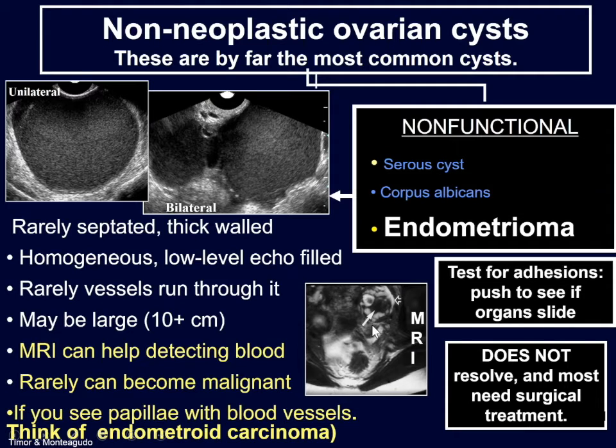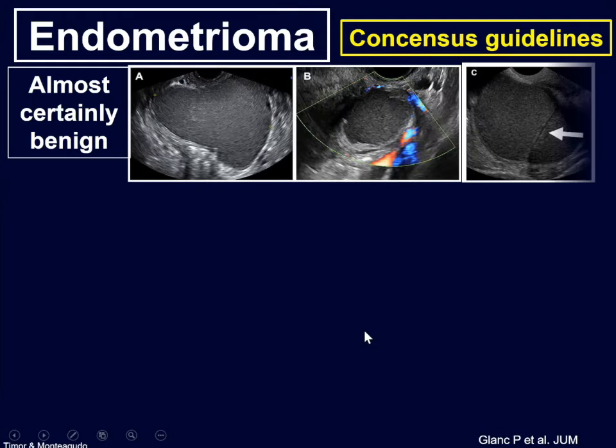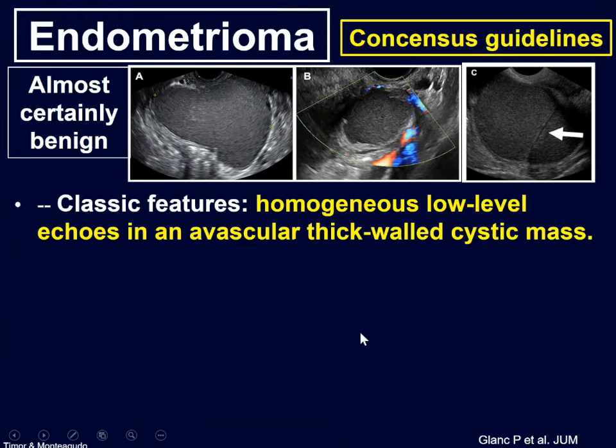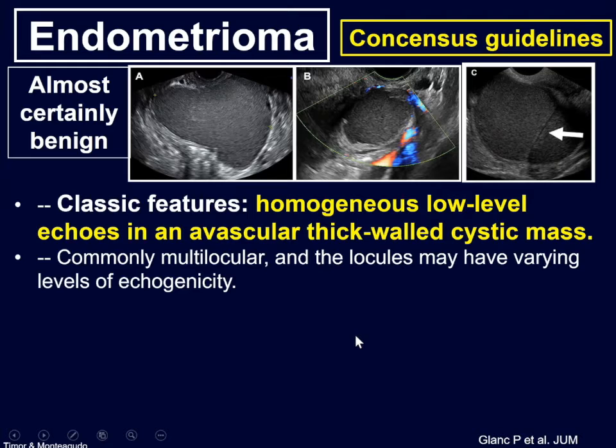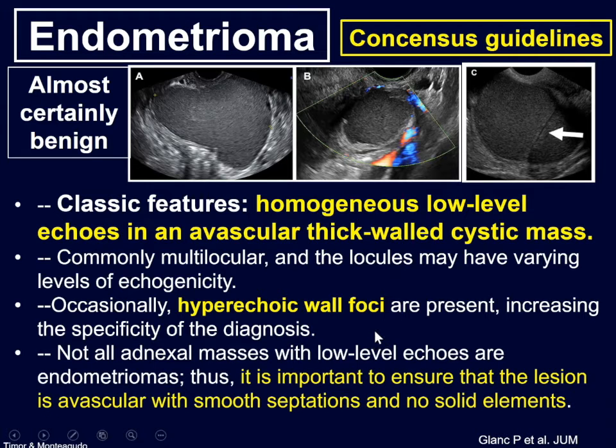MRI, as said, is useful. The consensus says almost the same. Look at the pictures. They depict exactly what I said before. They have low-level echoes, avascular, thick-walled cystic masses, commonly also multilocular. They have hyperechoic wall foci at times, increasing the specificity of the diagnosis. It is important to ensure that the lesion is avascular with smooth septations and no solid elements.